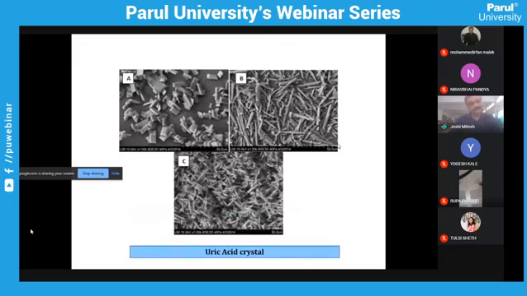Clearly you can say that the photon is captured inside the hole. This is also one of my friend's work, uric acid crystal, which is present in our body. So these crystals have a needle shape, and you can identify the amount of uric crystals in a particular sample.